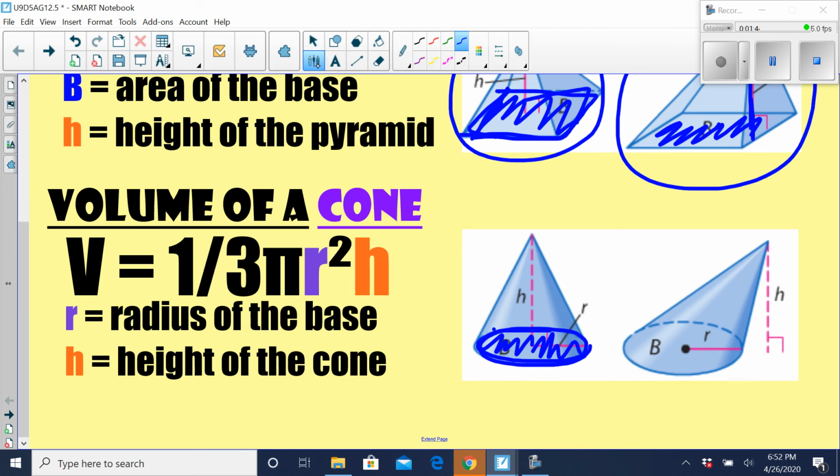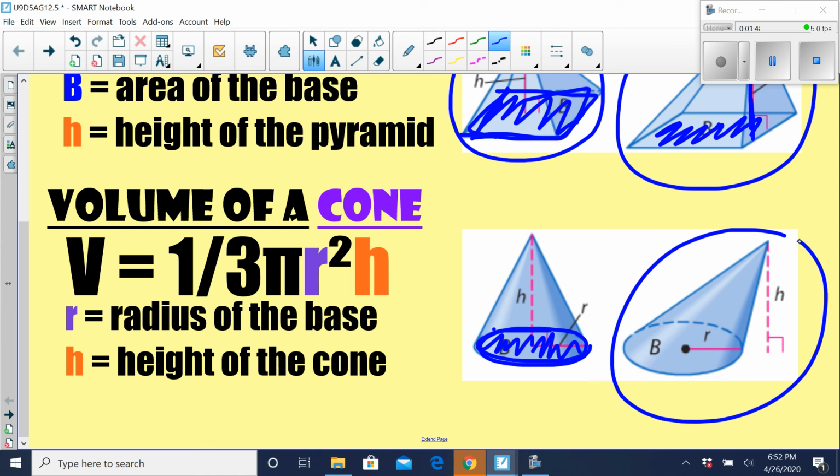Off to the side, once again, they're showing us the example of an oblique cone, and that's just showing that the height can fall outside of the cone, or it's just not directly above that center point right there. That's what it means for it to be oblique, but we use the same formula.